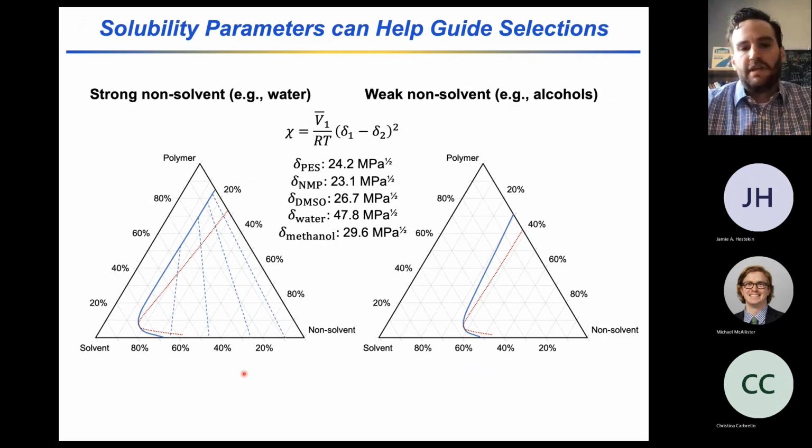And so as you formulate the casting solution, the selection of solvent and non-solvent can really be guided to first order quite well using these solubility parameters, which are documented at great length within the literature. And so you're able to go ahead and shape the miscibility gap through these selections.